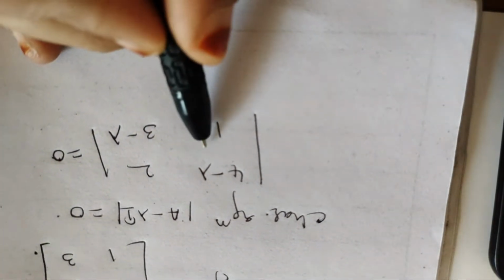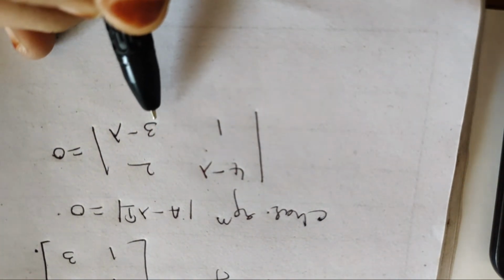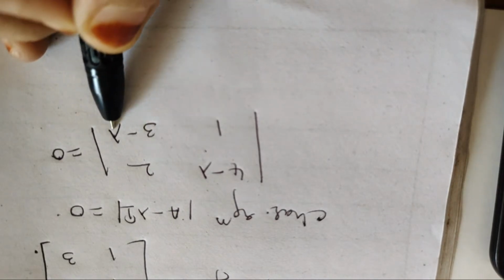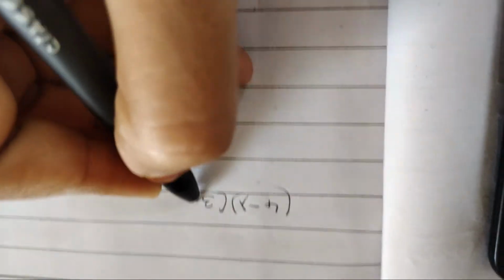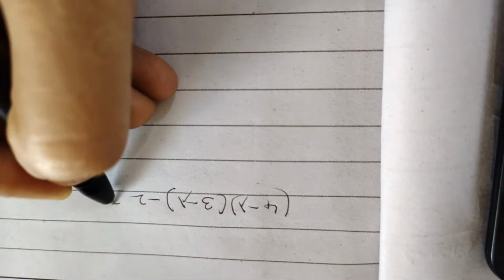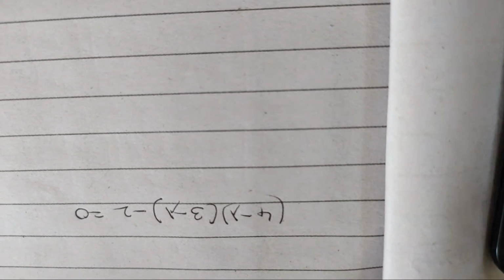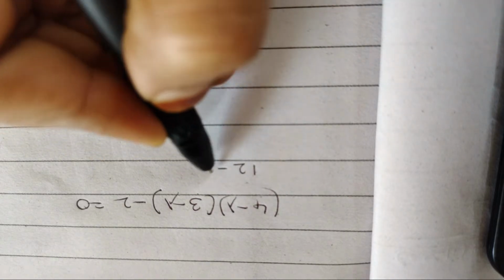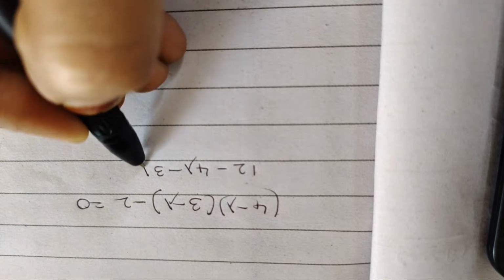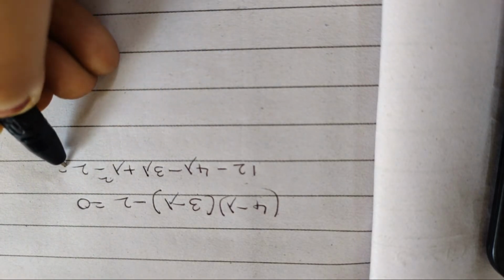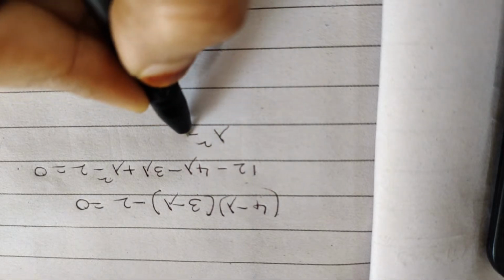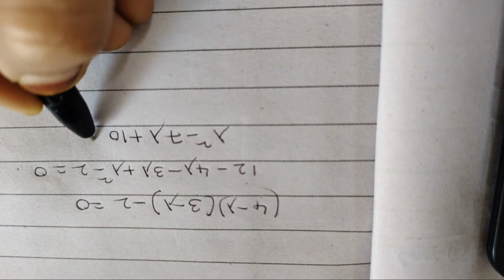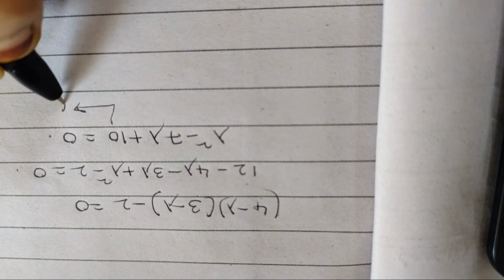What are we going to get from here? 4 minus lambda into 3 minus lambda, minus 2, which is equal to 0. Now find 4 into 3, it's equal to 12 minus 4 lambda minus 3 lambda plus lambda square minus 2 is equal to 0. Lambda square minus 7 lambda plus 10, which is equal to 0. This is known as the characteristic equation.